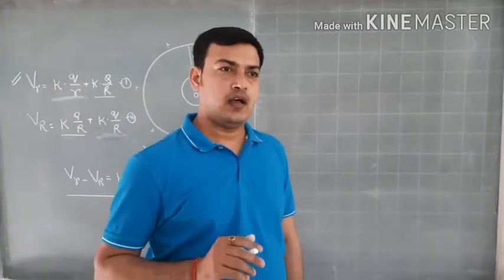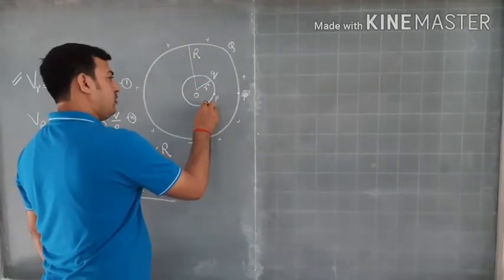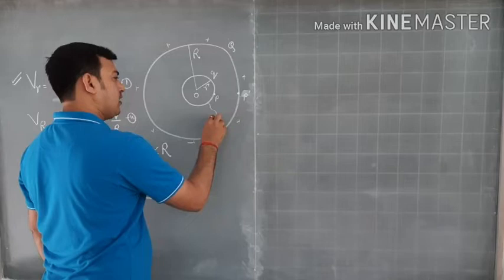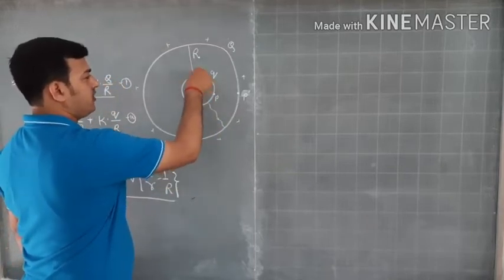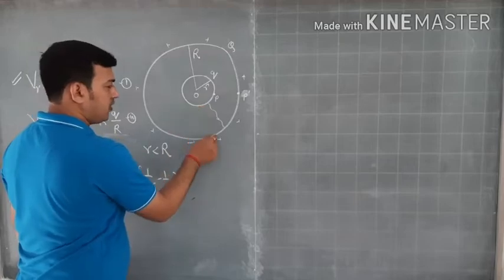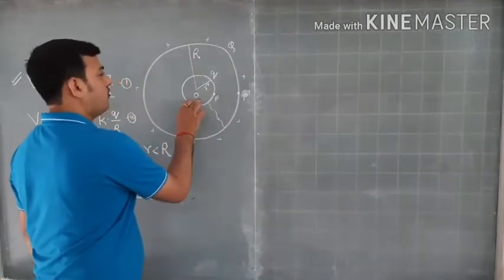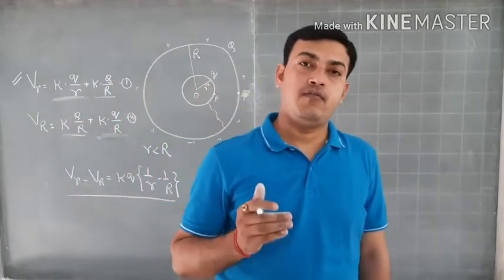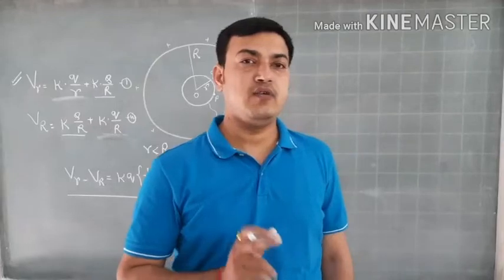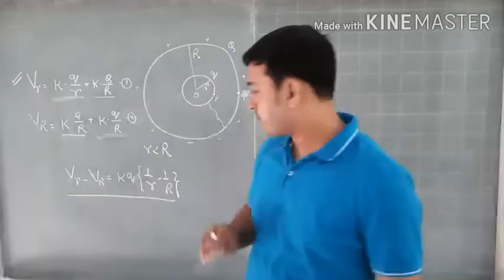Now suppose I am connecting the inner shell to the outer shell with a very light conducting wire. So in that case, since the potential of the inner shell is high and the potential of the outer shell is low, the charge will flow from the inner shell to the outer shell, and this flow of charge will continue till the potential difference becomes zero.